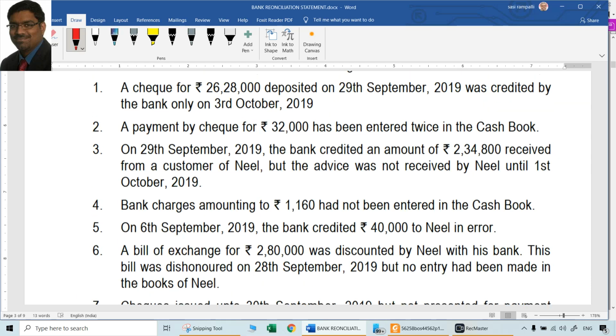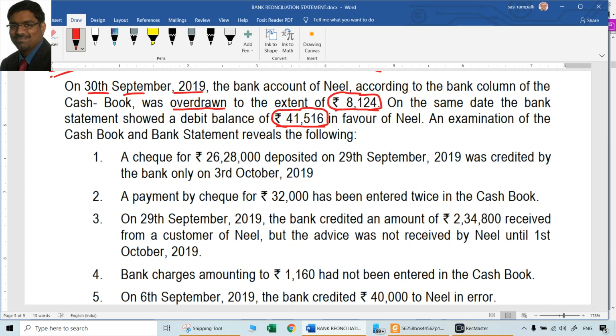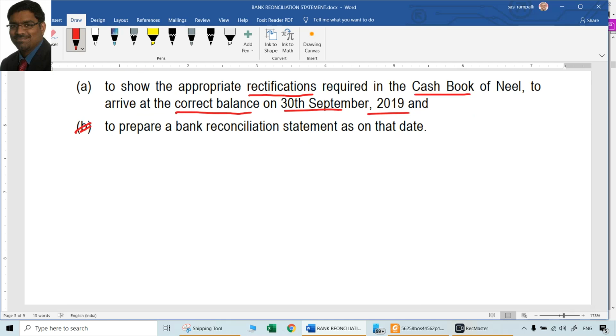That is a requirement. Again, as far as presentation is concerned, definitely you have to take care of that in the examination conditions with a proper heading. What will be the heading? Bank reconciliation statement as on 30th September 2019. That should be the heading for the bank reconciliation statement. As far as the revised cash book is concerned, you can call it amended cash book or revised cash book. So first we have to prepare a revised cash book.